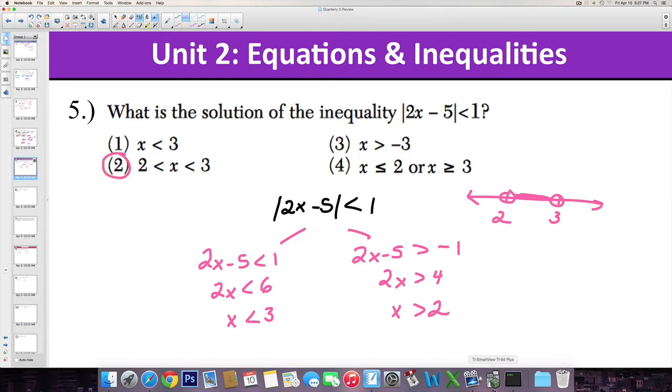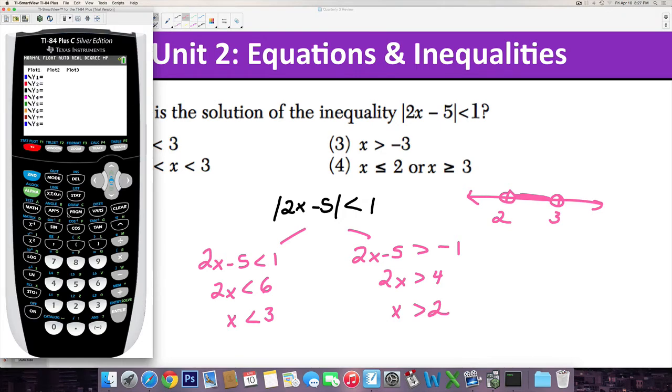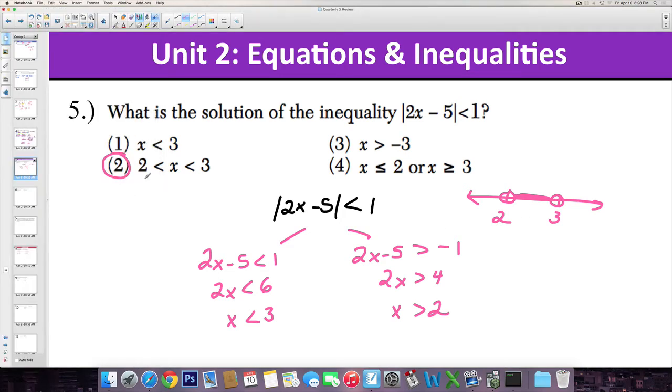What we can do as well is graph this on our calculator. So if we go ahead and put this in y equals, go to math, go to the absolute value bar, 2x minus 5. We want the less than symbol, so let's hit second test. Go down to number 5, and it's less than 1. And then we'll go ahead and graph it. You're going to see that it's shaded in between 2 and 3. And that's exactly what we had when we did it algebraically. So choice 2.